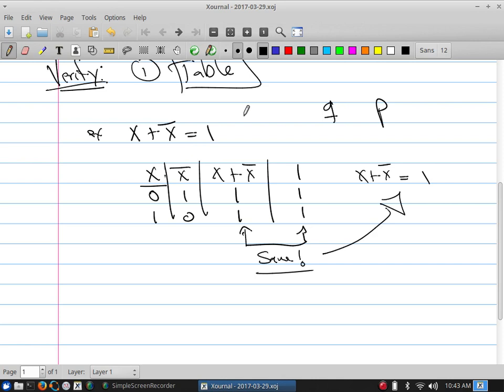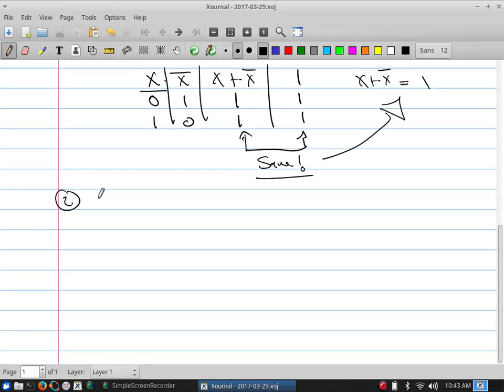So you can do that for all of these particular laws. If I have the three variable laws, like associativity, (x plus y) plus z, got three things, so I'm going to have 8 rows, and I have to make the entire table to show that the left-hand side has the same bit values as the right-hand side. Yeah, they're the same.